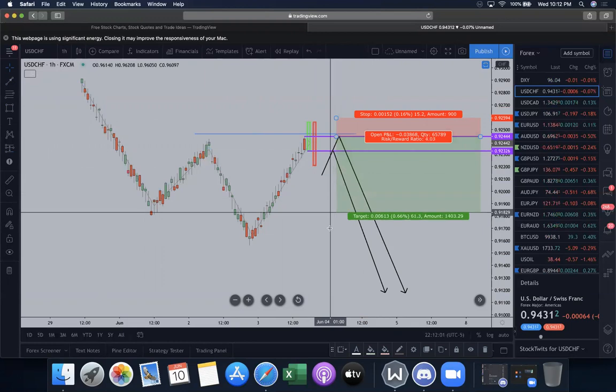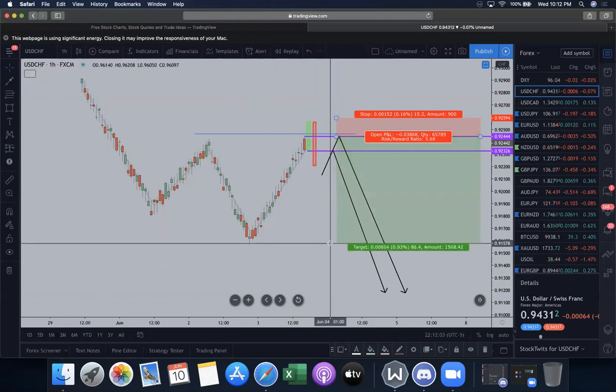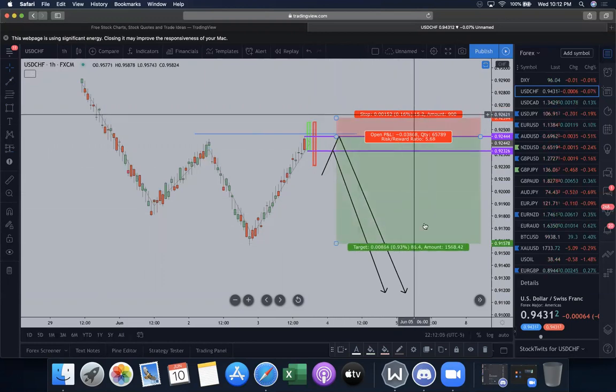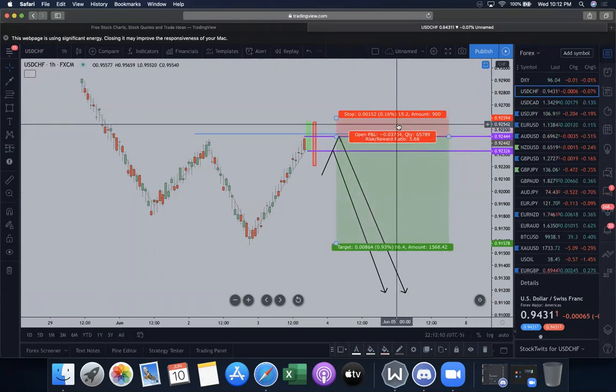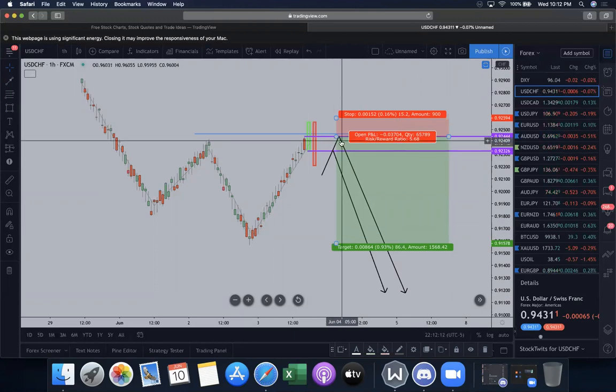So for this example here, if we were just targeting the low, you see how we're risking 15 pips to make about 85 pips, right? About a 1-to-6 risk to reward ratio. That's what's beautiful about these.